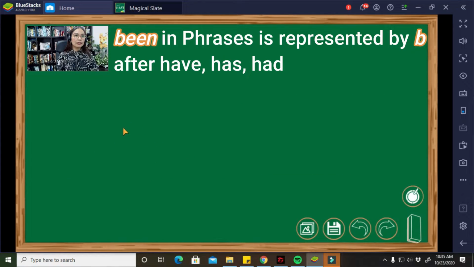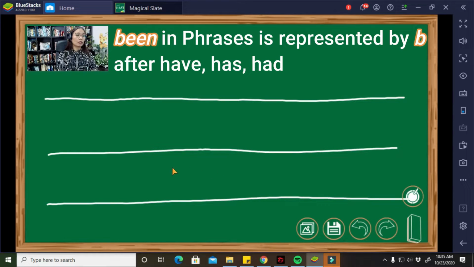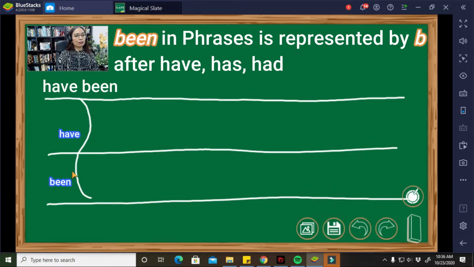So let's have been in phrases. Example. Let me draw a line first. Okay, imagine that is your space line. So we have is a brief form. So that is represented by V, downward curve. So been is letter B. So this is now your have been.